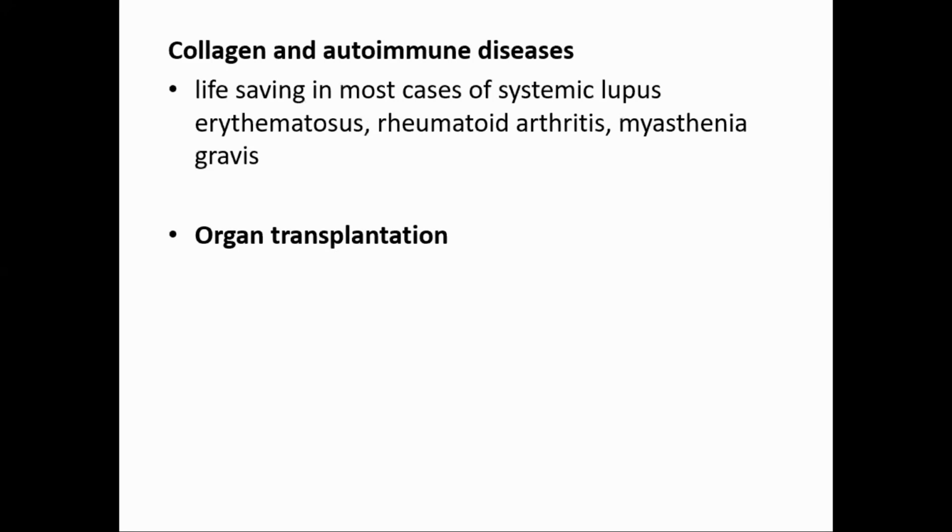Continuing with the indications of corticosteroids, they are used in different collagen diseases, which are a form of connective tissue disorder, and different autoimmune diseases like systemic lupus erythematosus, myasthenia gravis, and rheumatoid arthritis, because they have immunosuppressant activity. Autoimmune diseases usually occur as a result of formation of autoantibodies, which direct against the normal cells of the body. Since corticosteroids have immunosuppressant activity, they are used in different autoimmune diseases.